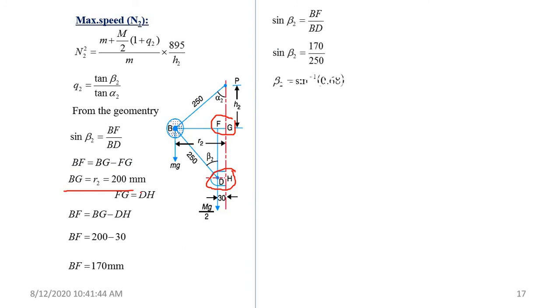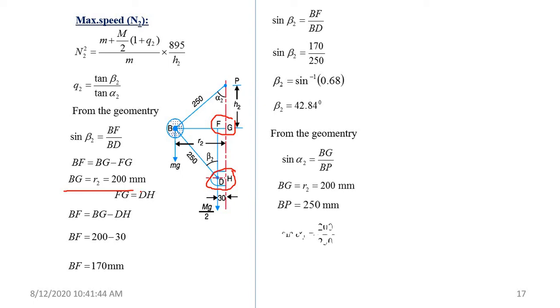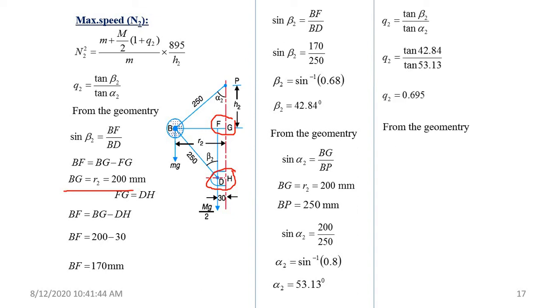You can get the beta value. So you know the beta and alpha values; alpha 2 is the same. From the geometry, H2 is equal to Vb cos alpha 2. So H2 is equal to 0.15.